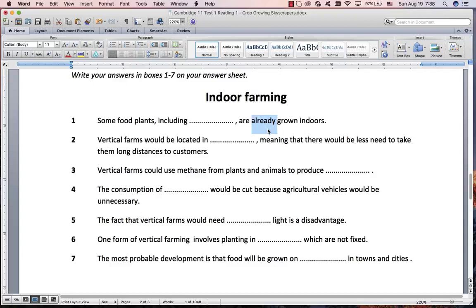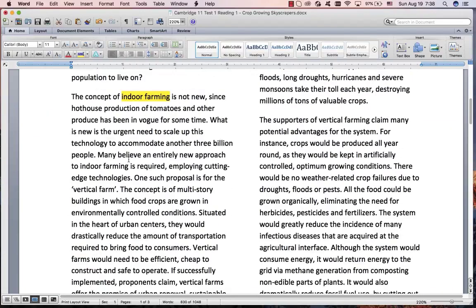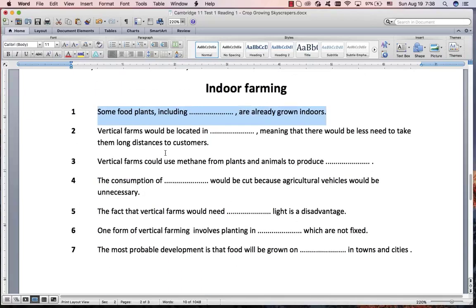Already is quite nice. They won't use already, but the tense will help you. Grown maybe, but I mean it's all about growing, farming, and indoors maybe. So don't worry if you can't find that. We know that we're starting over here. The heading helped you. Let's move on to the next one. Vertical farms.